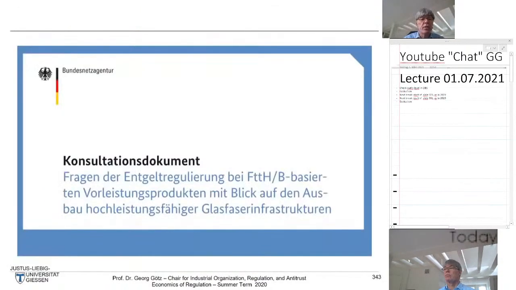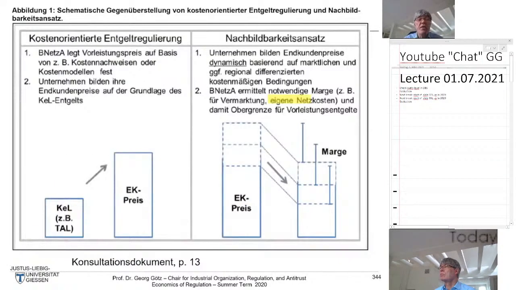Actually, and that's my last but one slide, even the Bundesnetzagentur, the federal network agency, thought about introducing this kind of ECPR regulation, efficient component pricing rule. It's Vorleistungsprodukt, it's wholesale regulation, in terms of fiber optical infrastructures for FTTH, fiber to the home, or FTTB, fiber to the building.